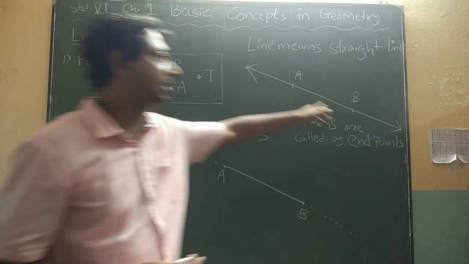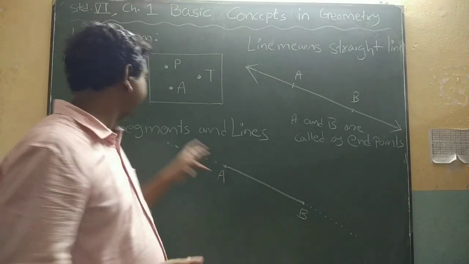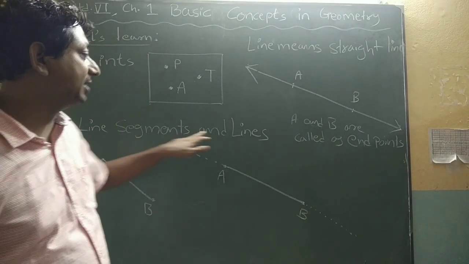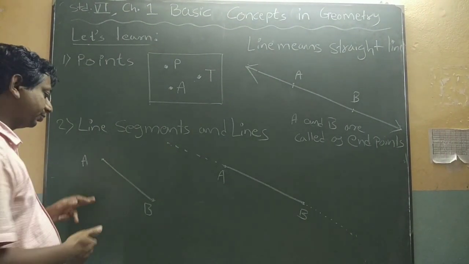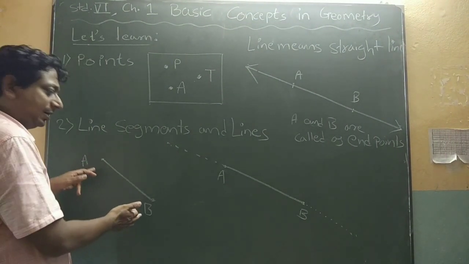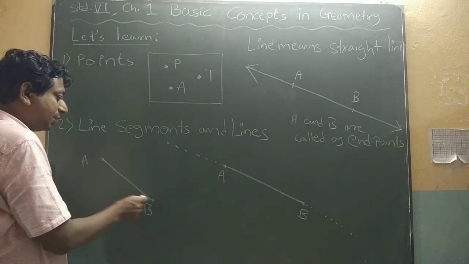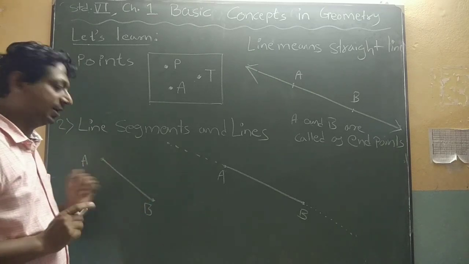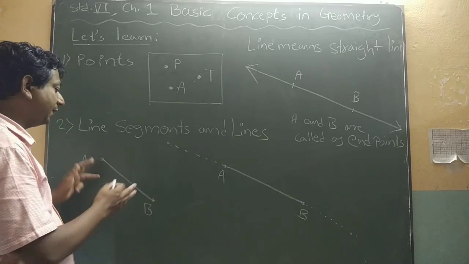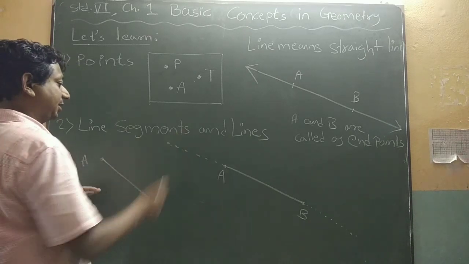Okay, this is a straight line. This is a straight line. Okay, we will see what is the difference between line segments and lines. If you see this part A and B, there are two points connected by one line. This kind of line is called a line segment.